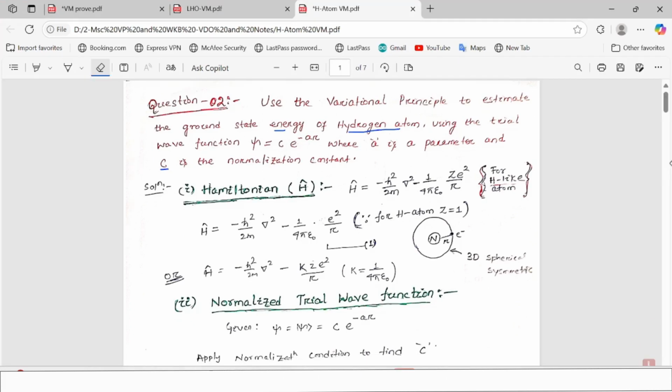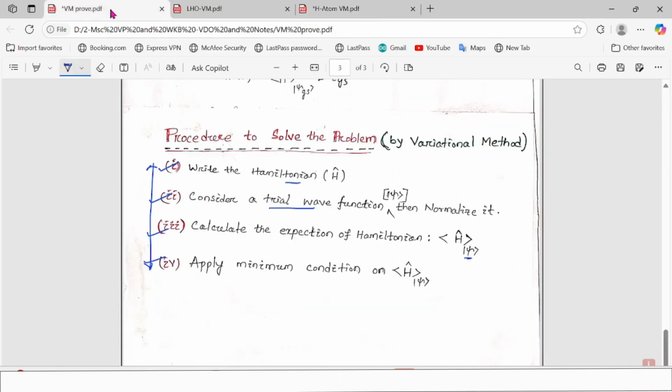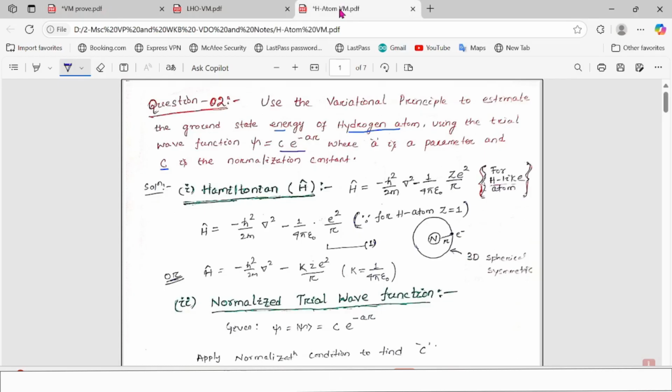Here in this question, the trial wave function is already given: c e to the minus ar. Now the first step is to write the Hamiltonian of the system. The Hamiltonian of the system is this one: minus h cross square by 2m del square minus 1 by 4 pi epsilon 0 z e square by r. This is for a hydrogen like atom. For hydrogen, z will be 1. Okay, so just consider this one is your hydrogen atom.